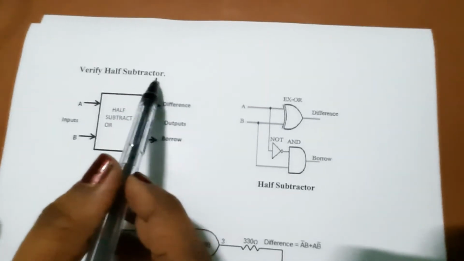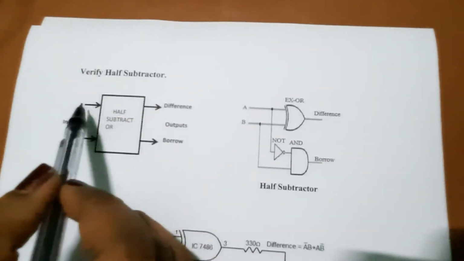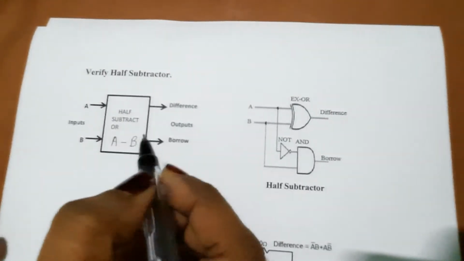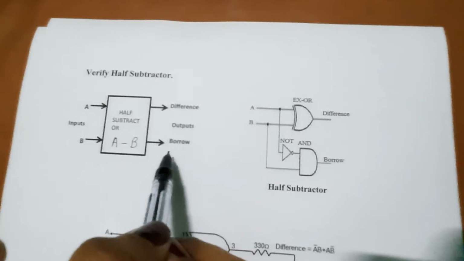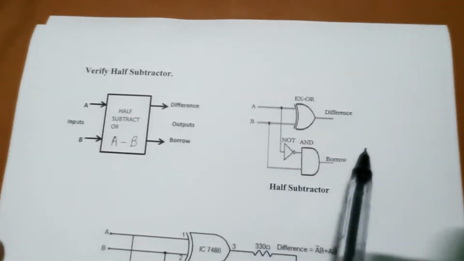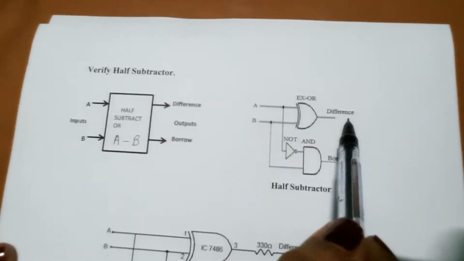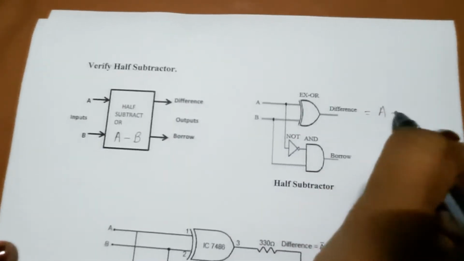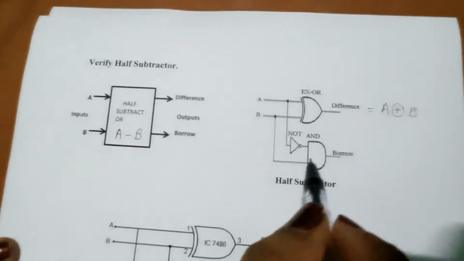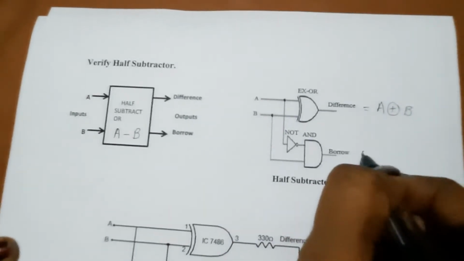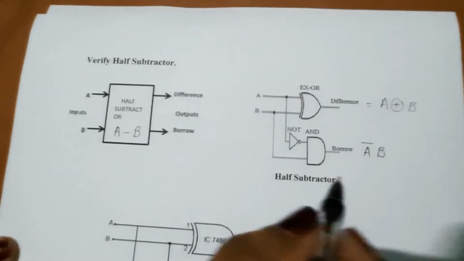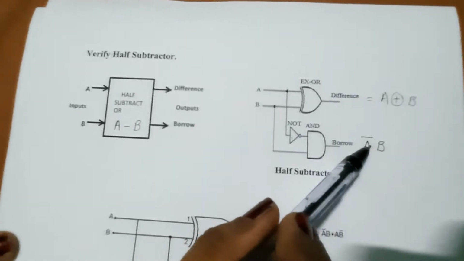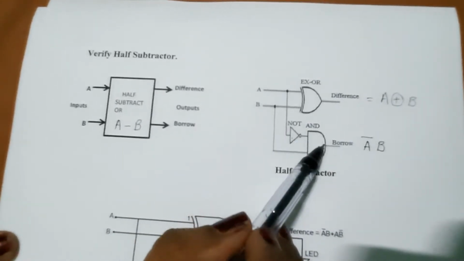Verify half subtractor circuit. Now in a subtractor, two inputs are there, A and B. This operation is A minus B. So we are getting outputs as difference and borrow. This is the circuit diagram of the half subtractor. For getting difference, an XOR gate is used, so the difference equation is A XOR B. And for borrow, the equation is A bar B. So we require a NOT gate to get A bar, and A bar dot B is the AND operation.